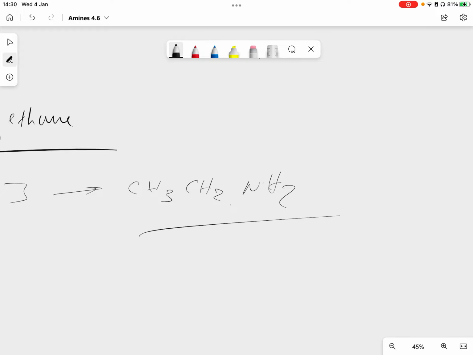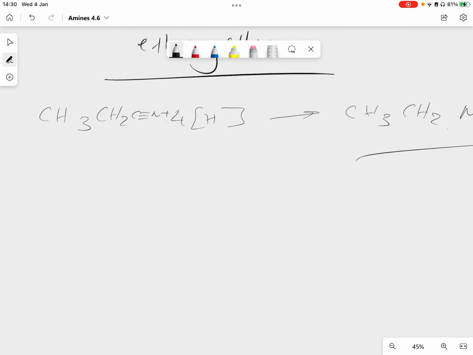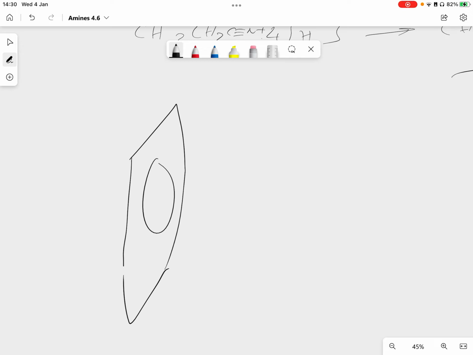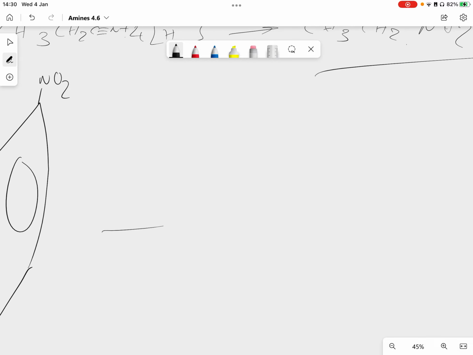Guess we'll never know. So now we can look at the reduction of nitrobenzene as well. Nitrobenzene we made in the aromaticity episodes. So nitrobenzene looks like this. And we can reduce this to produce a phenylamine. So we're going to do this in terms of 6 hydrogens added.